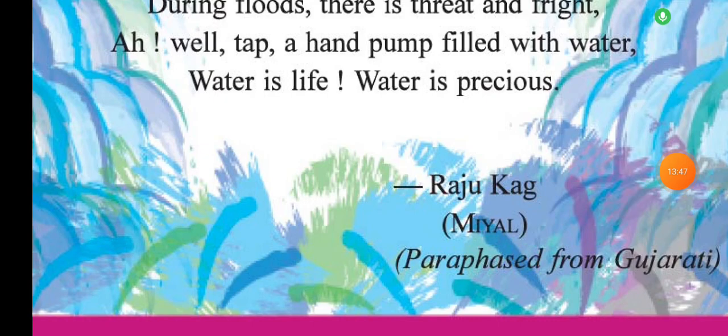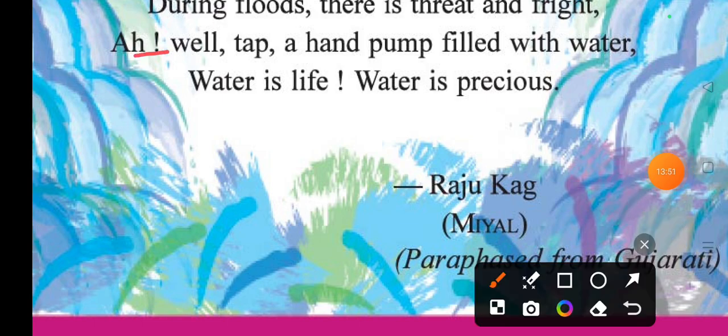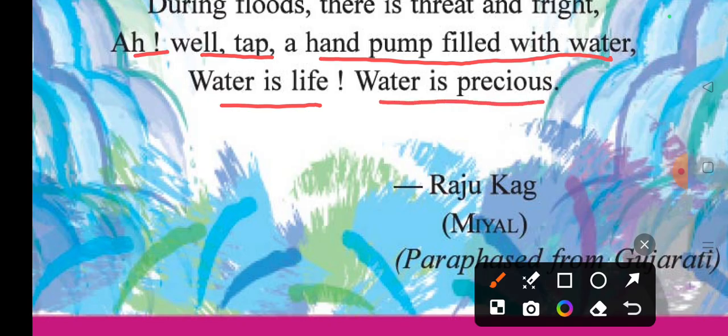Now let's read the last two lines. Well, tap, a hand pump filled with water. Water is life, water is precious. Yes, children, here the well, tap, hand pump, all these things come under sources of water, but these are the artificial source of water. Artificial source of water means these sources of water are man-made.